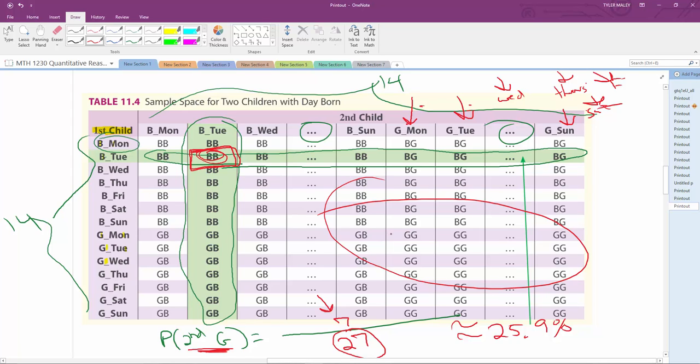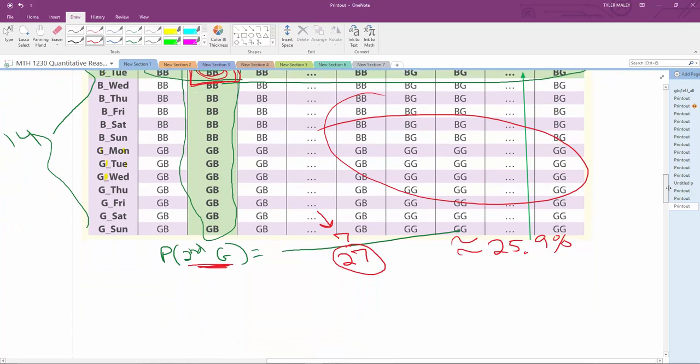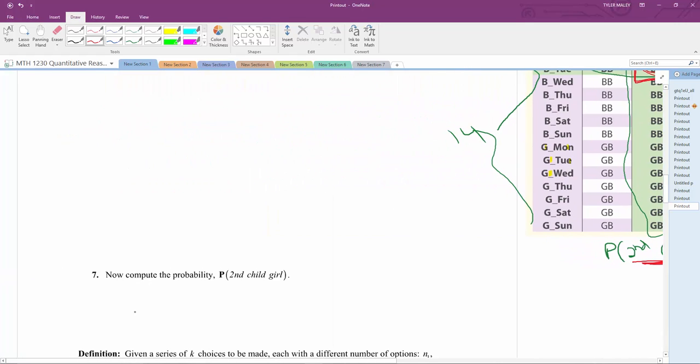All of these things that aren't in green aren't considered, because that doesn't have my boy being born on a Tuesday. We know that's the case, so those aren't being considered. That's not a possible outcome, because we know we have a boy born on Tuesday. All right, so we did 7 here, which is 25.9%, and my sample space is over here. That's how it will change.